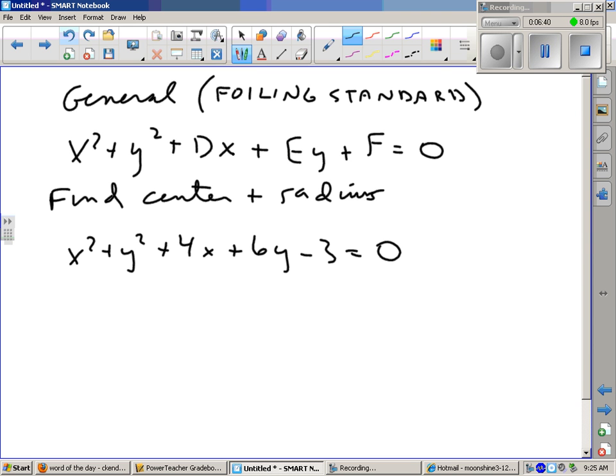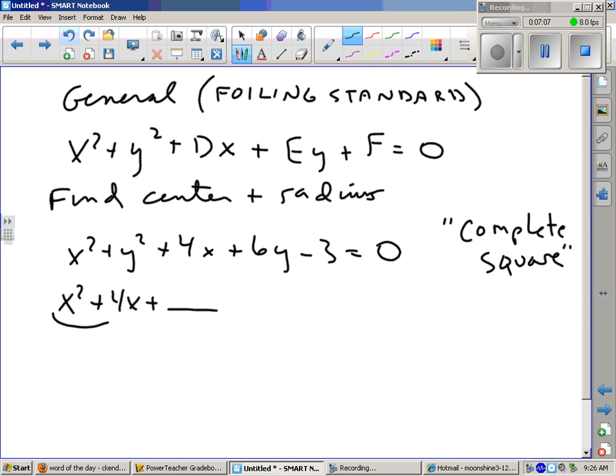Now unfoiling is just a common name. What we're going to actually do is called completing the square. Okay, so we're going to learn to complete the square. We're going to add stuff to this equation in order to force it to go back to standard form. All right, first step, you take x squared plus 4x, and we're going to leave a blank because this is a quadratic that we're going to eventually turn into something like that.